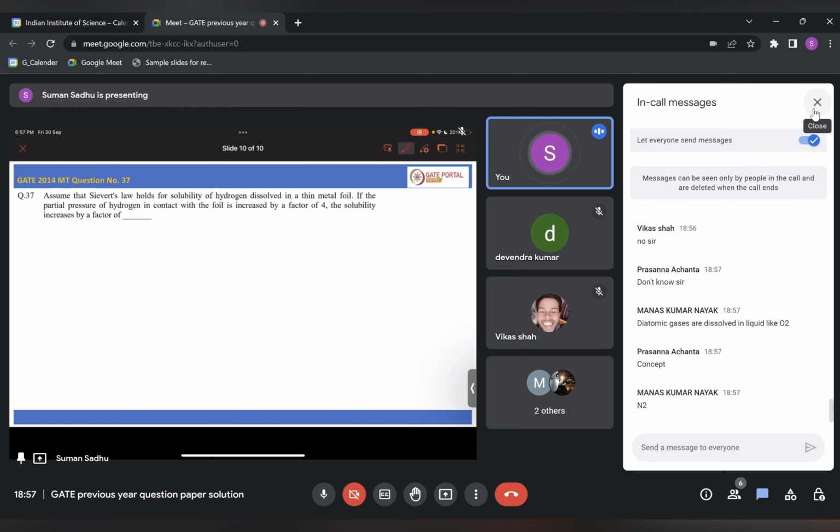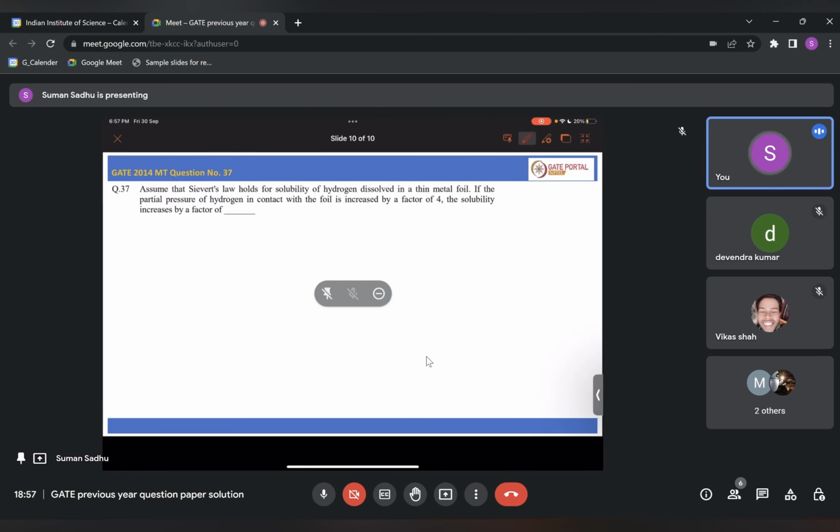Okay. Even if you don't know Sievert's law, you can solve this question if you read the question properly. So assume that none of you know Sievert's law. Now ignore this part for the time being. What does the question state? It states the solubility of hydrogen dissolved in a thin metal foil. Hydrogen is a gas and it is a diatomic gas. So initially you have hydrogen in the gas form. Okay. Now what did it tell?